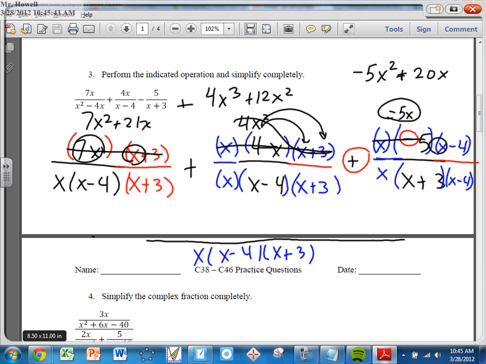Now, look at all the terms up top. Ignore everything else. Look at what's up top here in black writing. 7x squared, 21x, 4x cubed, 12x squared, -5x squared, 20x. What do you have to do up there? Add like terms. Good. Well done, Ebony. Combine like terms. 4x cubed is by itself, so there's no like term there. So this part is done. How many x squared terms are there? Three. Let's begin. 7x squared plus 12x squared is 19x squared. 19 minus 5 is 14.